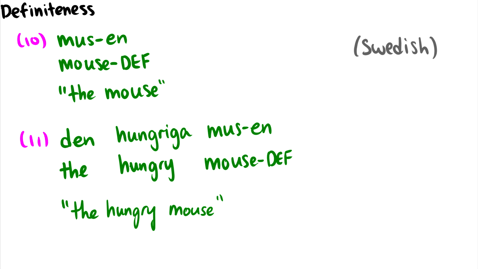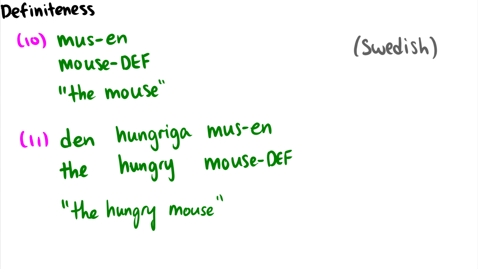Okay, another thing is definiteness, or some people will say definiteness. We don't talk about those people. I'm just kidding. Okay, so Swedish, the mouse. In English, we have another word for the. We just say the mouse. We attach it to the noun. It's just a word by word. It goes with the noun, but it's not part of the noun. In Swedish, it's part of the noun.